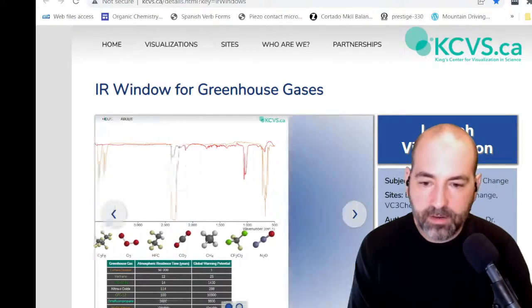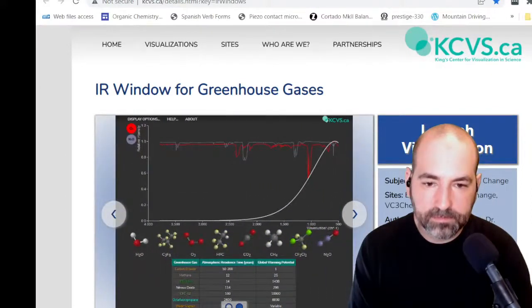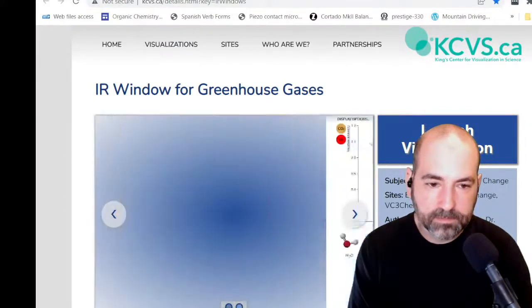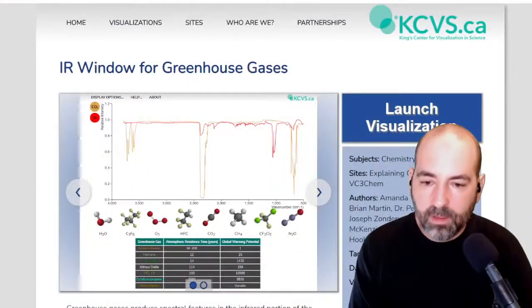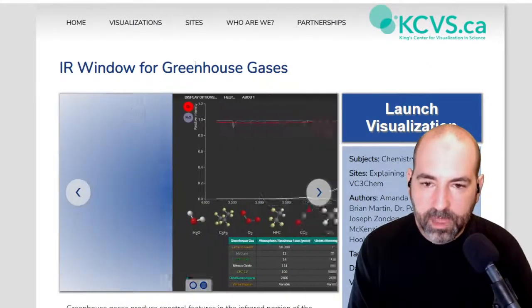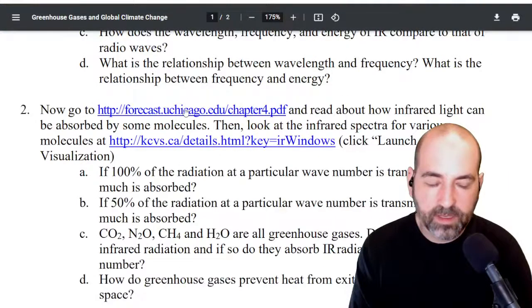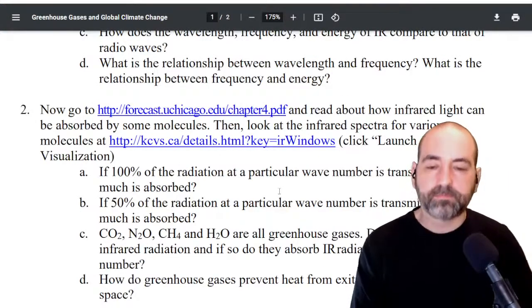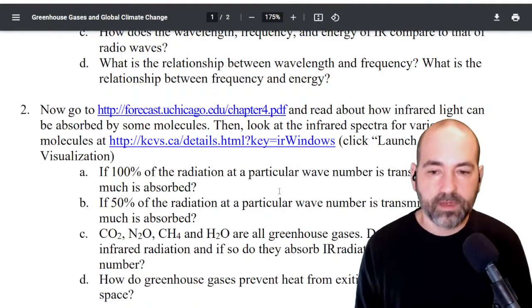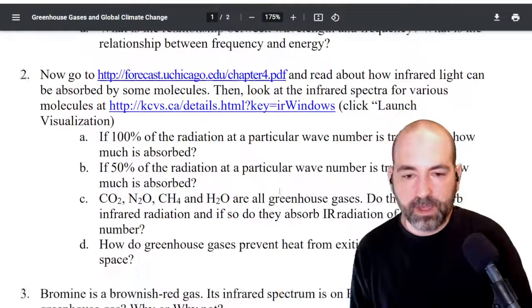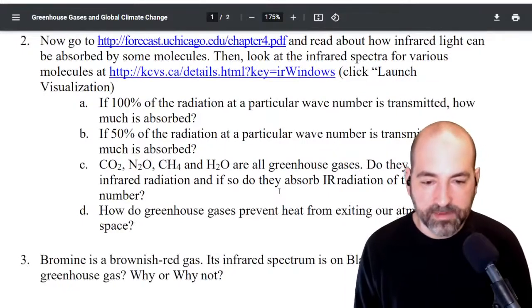If we go back here, back to Blackboard. So work through those. There's also a nice explanation in this link chapter here about how infrared light is absorbed by molecules and what that has to do with the greenhouse effect.